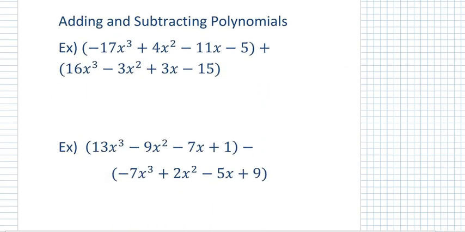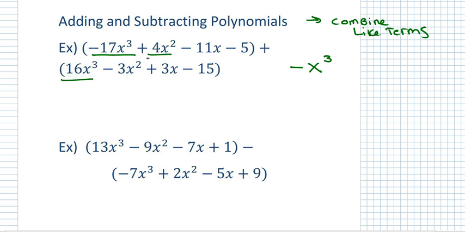So some problems adding and subtracting polynomials. Remember, you want to combine like terms. So negative 17x to the third and 16x to the third, when you add those together, they give you negative x to the third. 4x squared minus 3x squared, that gives you positive x squared. Negative 11x plus 3x gives you negative 8x, and negative 5 plus negative 15 gives you negative 20.